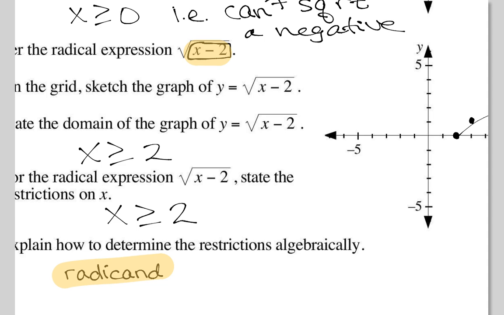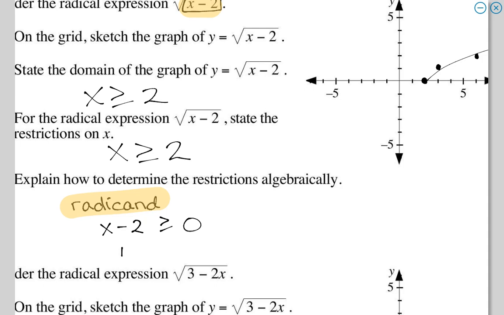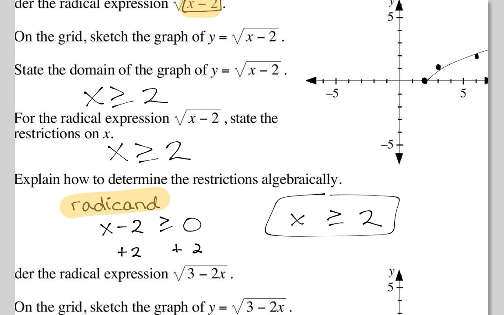So what's in there right now? X minus 2. And we know that that's got to be greater or equal to 0. And then you just do a little bit of algebra, plus 2 on both sides. And then you get x greater or equal 2. Just like these ones say.